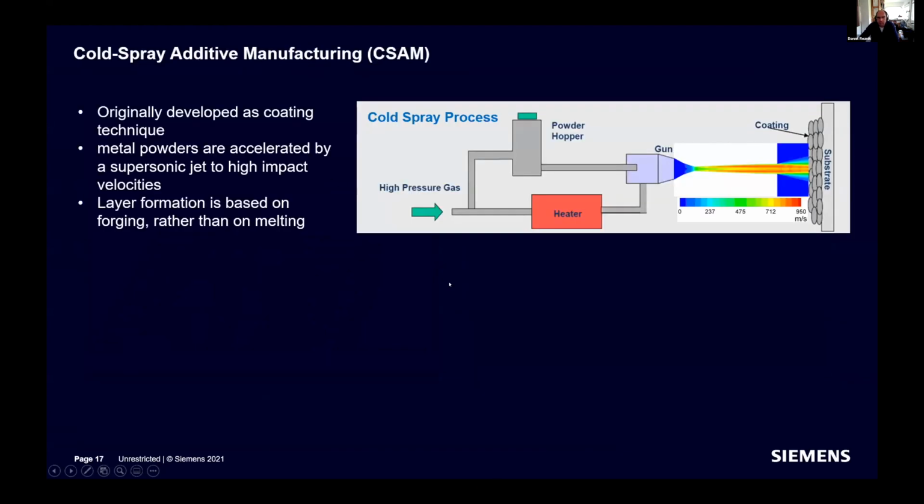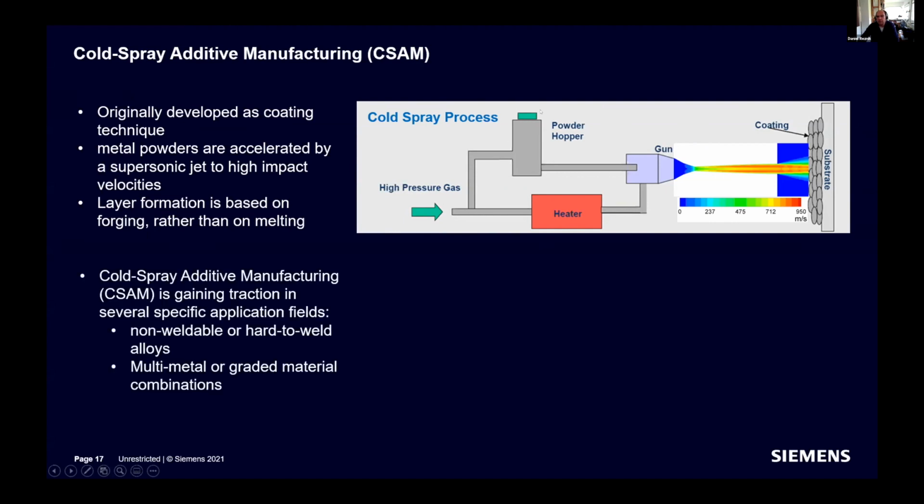The last point, cold spray additive manufacturing. Let me first introduce the cold spray process, because it may be not quite well known for some of you. This has been originally developed as a coating technique. So you're operating with metal powders which are accelerated. You have a heater and a high pressure gas. The high pressure gas is heated and mixed together with the powder, and then it's expanded over a Laval nozzle.